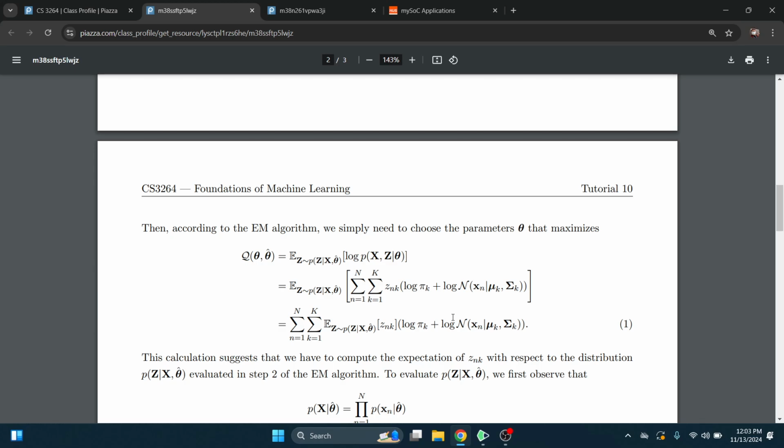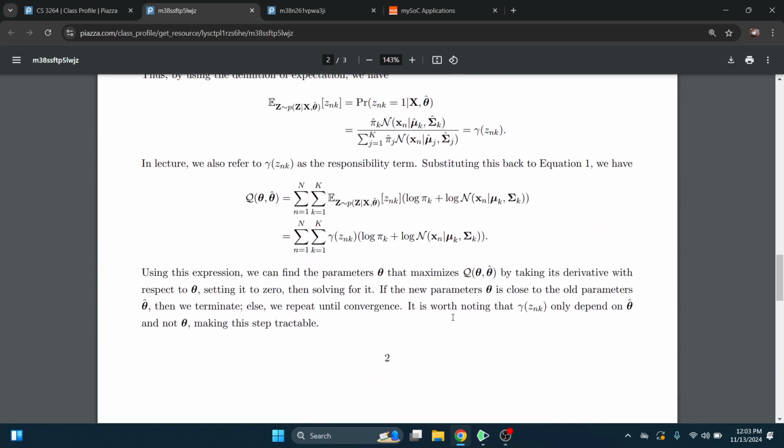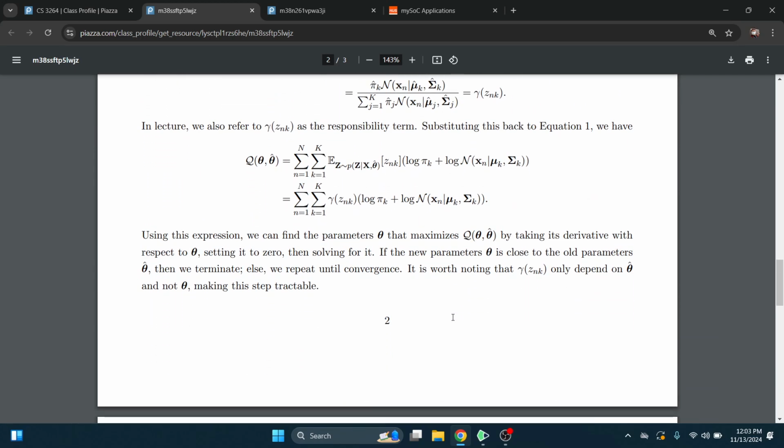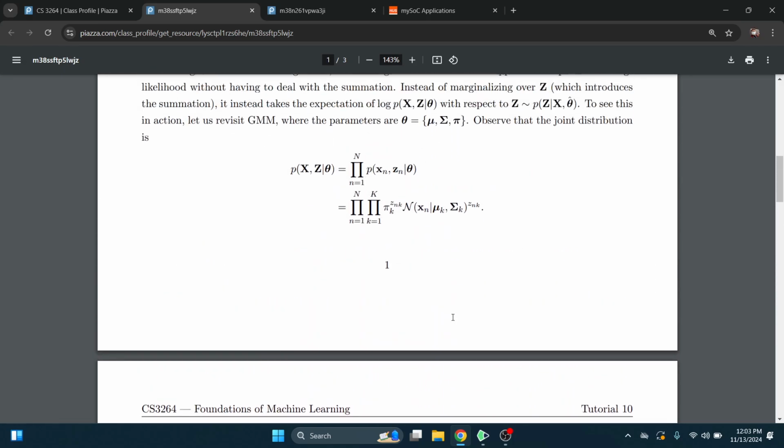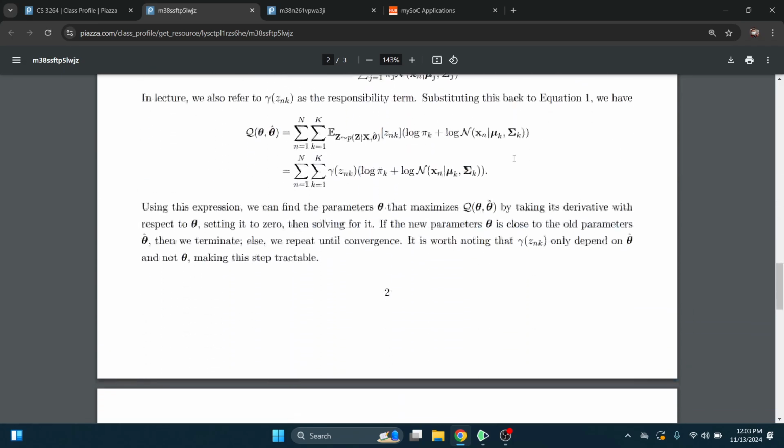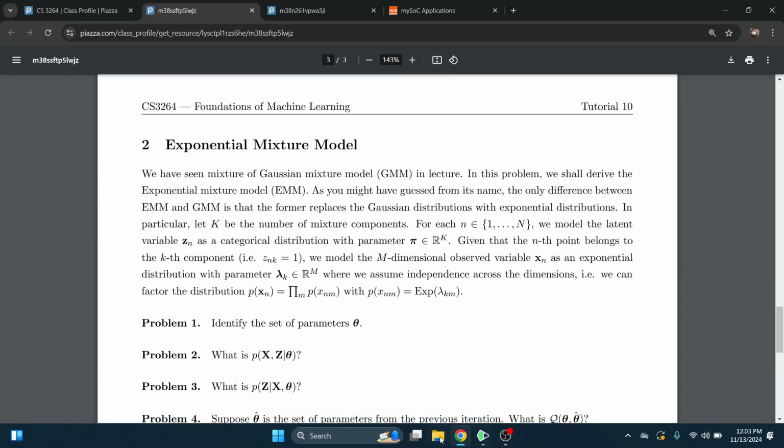I will not go through much of the math for section 1, because in essence it is just the lecture slide but in LaTeX form. The main steps we are going to cover in today's tutorial, especially in this question, where we discuss how to apply the EM algorithm to find the parameters of a new mixture model, which depends on the exponential distribution.